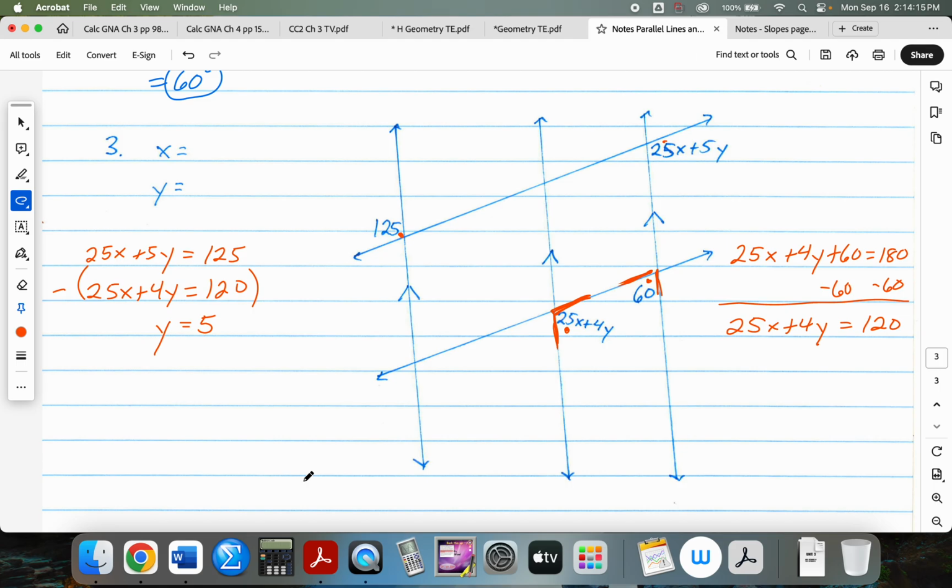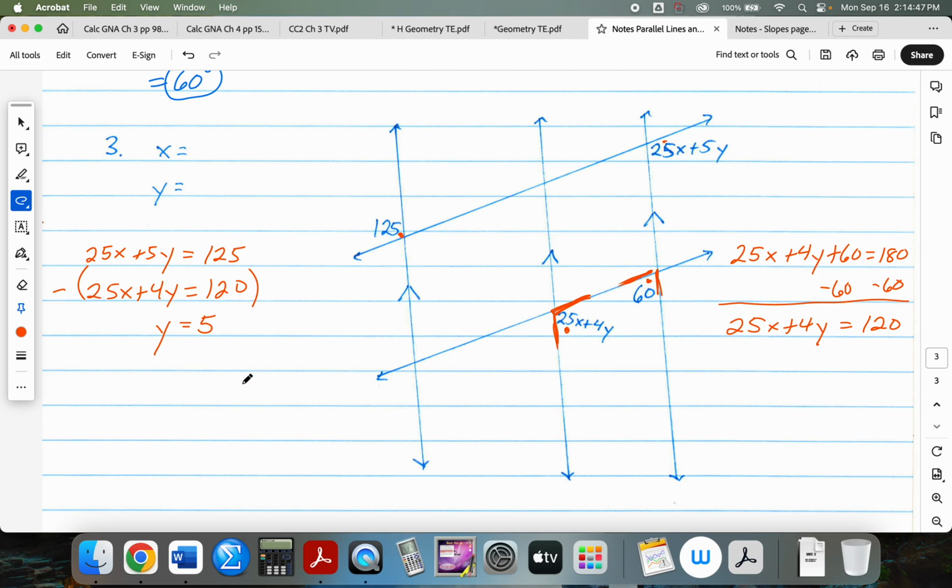I'm sorry? So why couldn't we do like 25x plus 5y equals 125? Do what with it? Just solve it, you know? Because it's got two different variables. If you have two variables, you can't solve the equation. The number of variables has to be equal to the number of equations that you have.